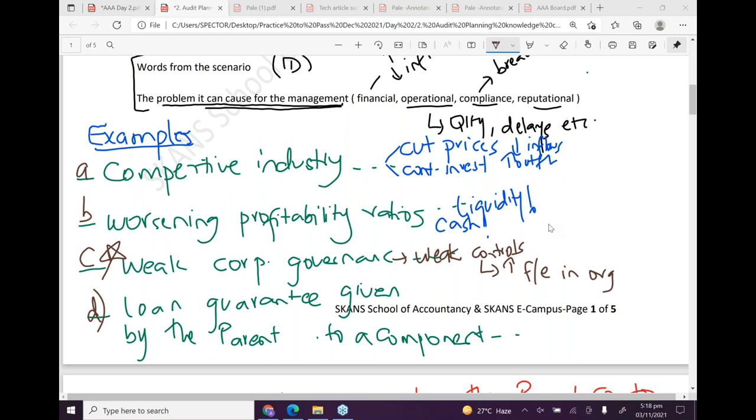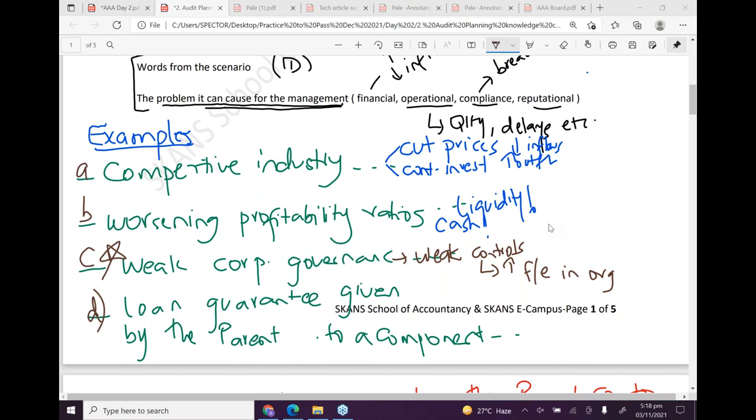What are your concerns as the management? If this were your company, what are you worried about? Think, think, think. So you're the parent company. You've guaranteed a loan for a subsidiary or an associate. What could go wrong regarding this guarantee? I'll give you a hint. If the component cannot pay, Yolanda, very well done.